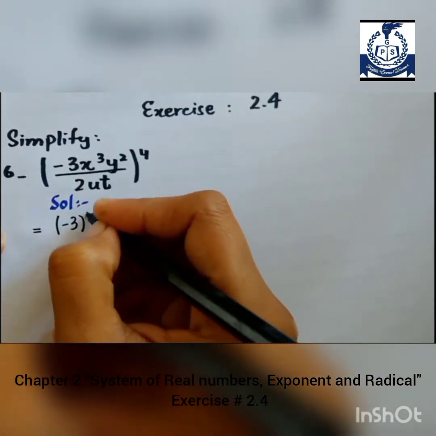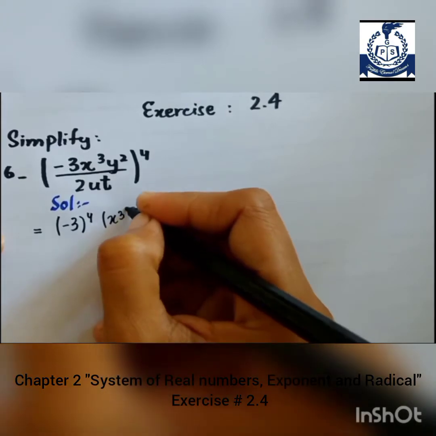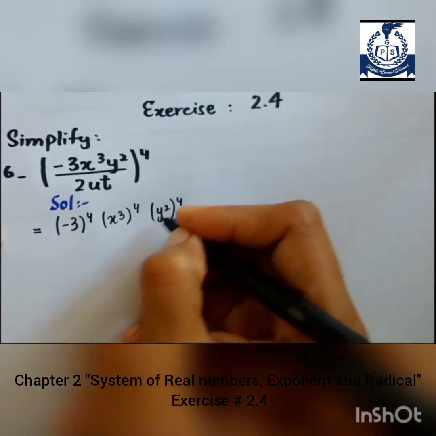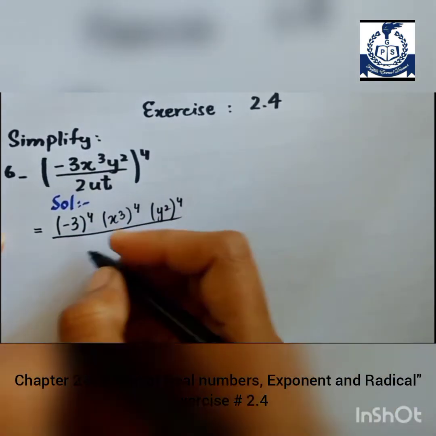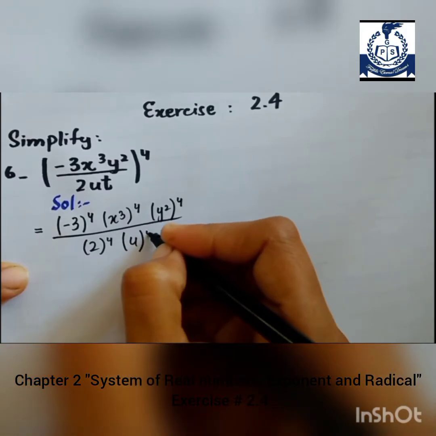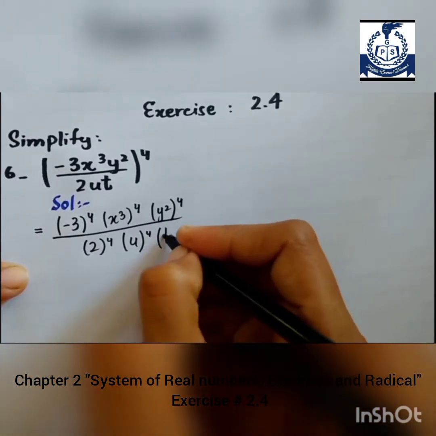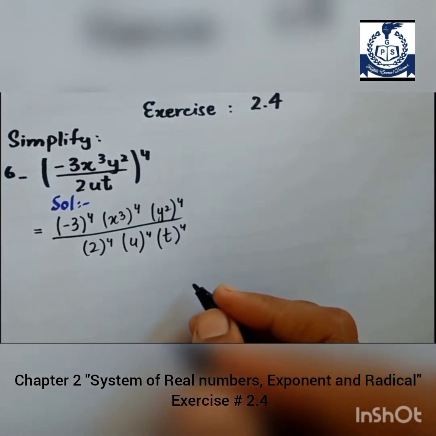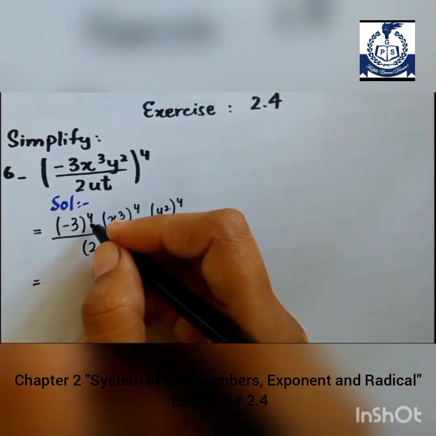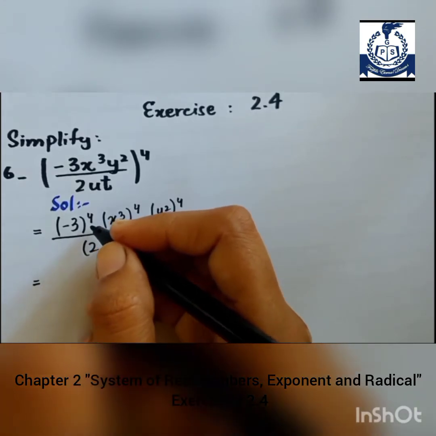So 4 is also with minus 3 has power 4, x cube has power 4, y square has power 4. We write it in a separate form: 2 has power 4, u has power 4 and t has power 4. In this question we have a positive power, so we start to solve this question.